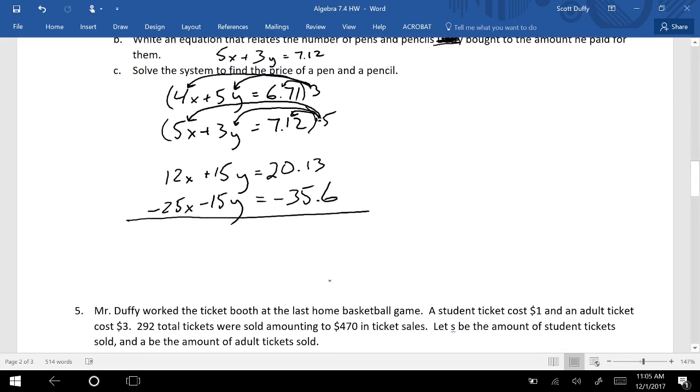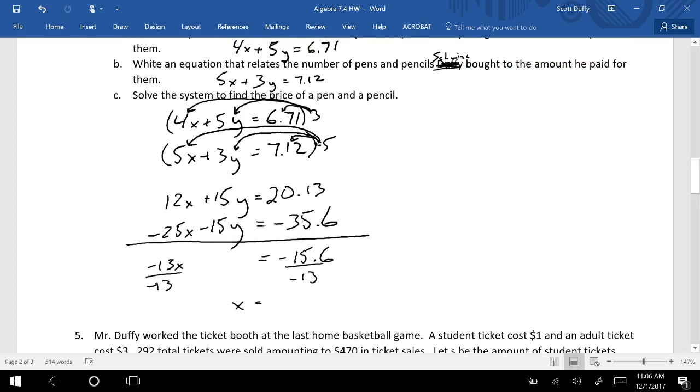Add them straight down. 12x minus 25x is negative 15x. 15y minus 15y cancels, so I don't have any y's anymore. And then 20.13 minus 35.6 is negative 15.6. Divide by negative 15 on both sides. And I get the price of x, and that was for the pens, being $1.20. Okay, good.